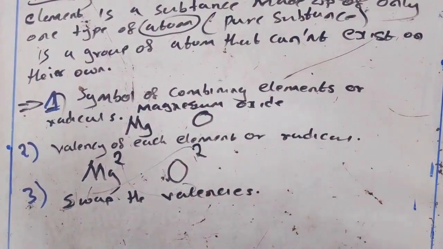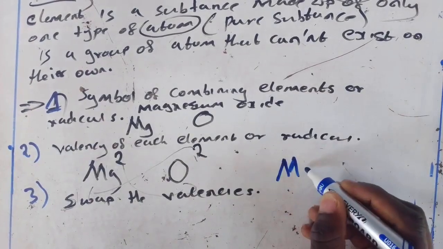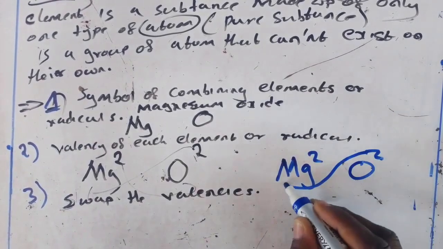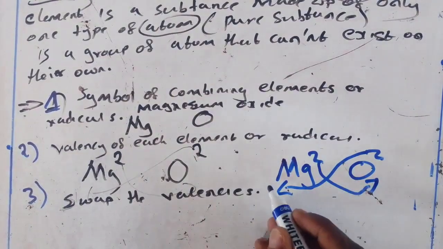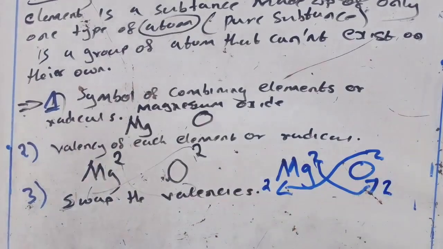So step 3, we swap the valences. So here we're going to have it like this. This will swap: this will come to this side and this will come to this side. So here we're going to have 2 here, and then down here we're going to have 2 when they swap.